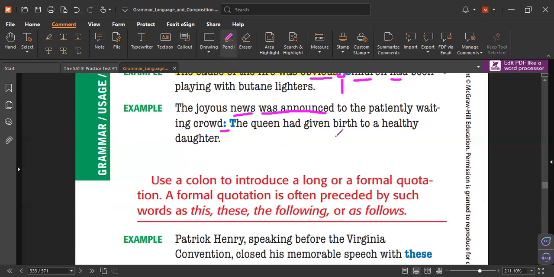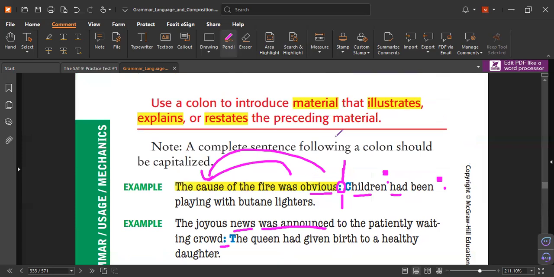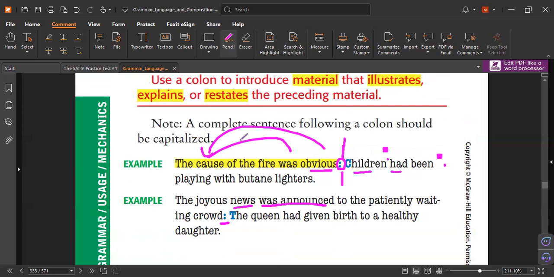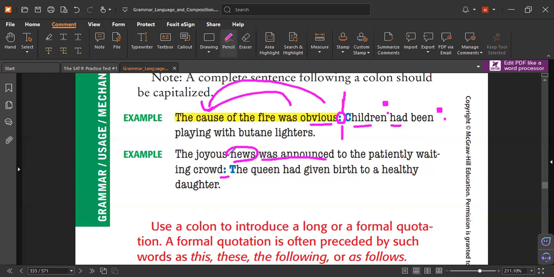Why is this explaining? It's not only explaining, it can be anything: explaining, illustrating, restating. You catch it? And it explains the news. He said the news was announced. What is the news? The queen had given birth. It's not only that; before the colon, it can be anything in the sentence.